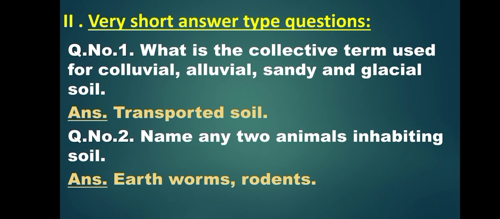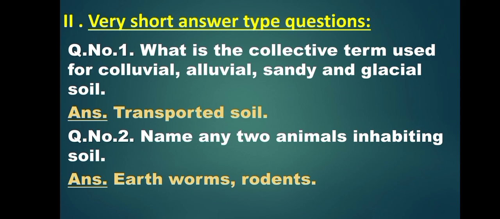Under this category, question number 1 is: what is the collective term used for colluvial, alluvial, sandy and glacial soil? The answer will be transported soil, because by different types of agents like running water, sometimes by the high speed of wind, sometimes due to glaciers, the soils are transported from their original place to other regions. So these types of soils are known as transported soil. So for this question number 1, the answer will be transported soil.